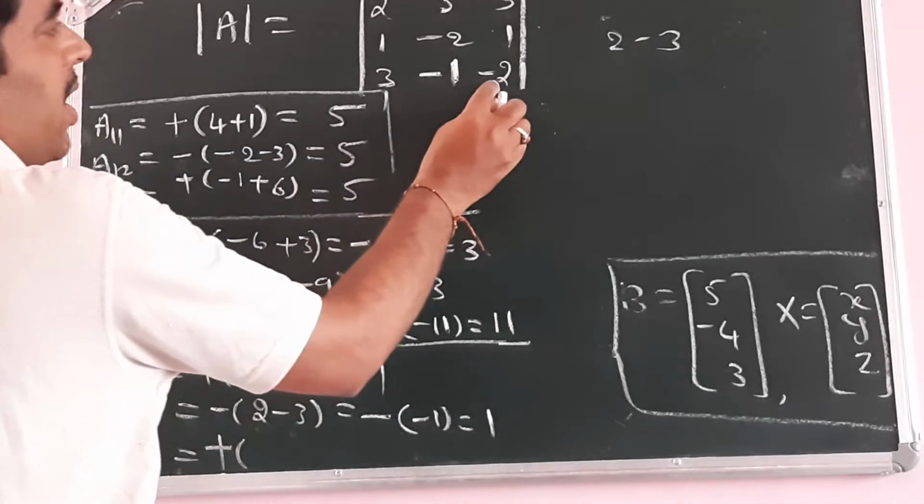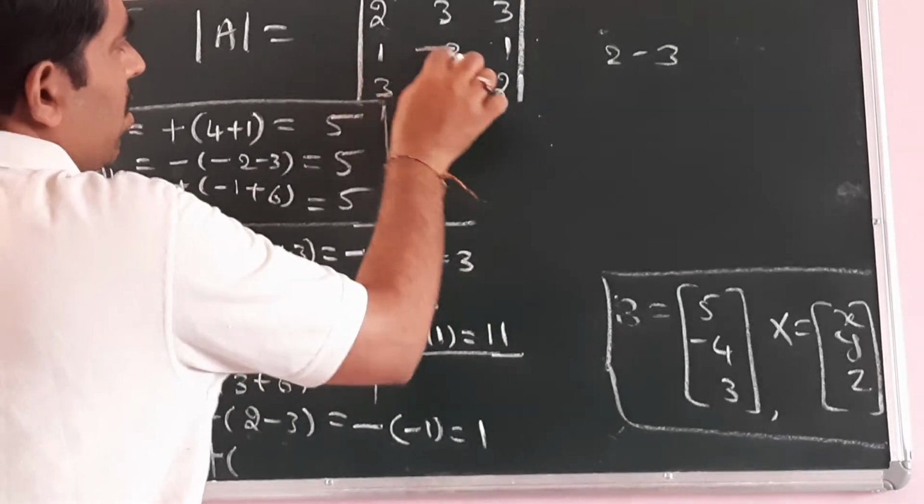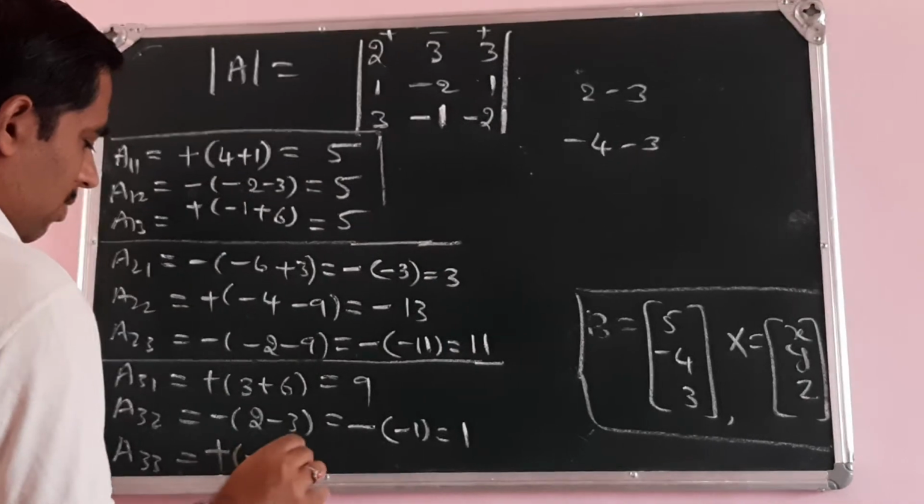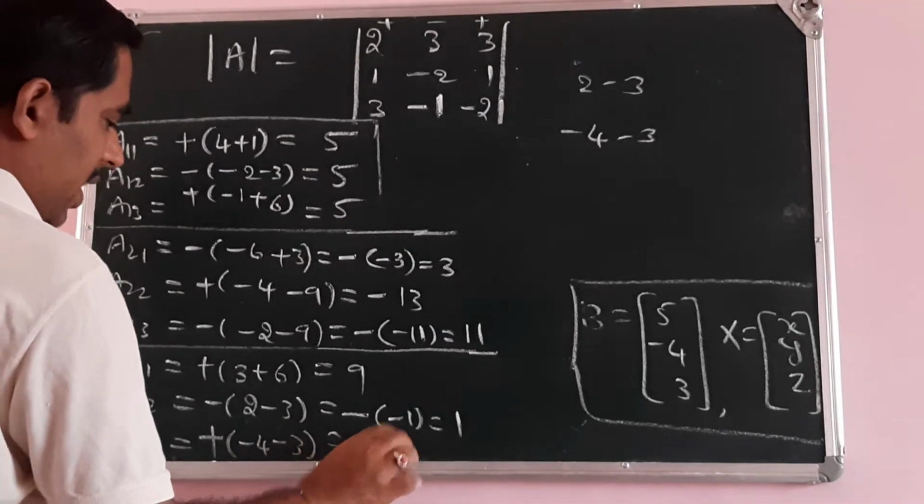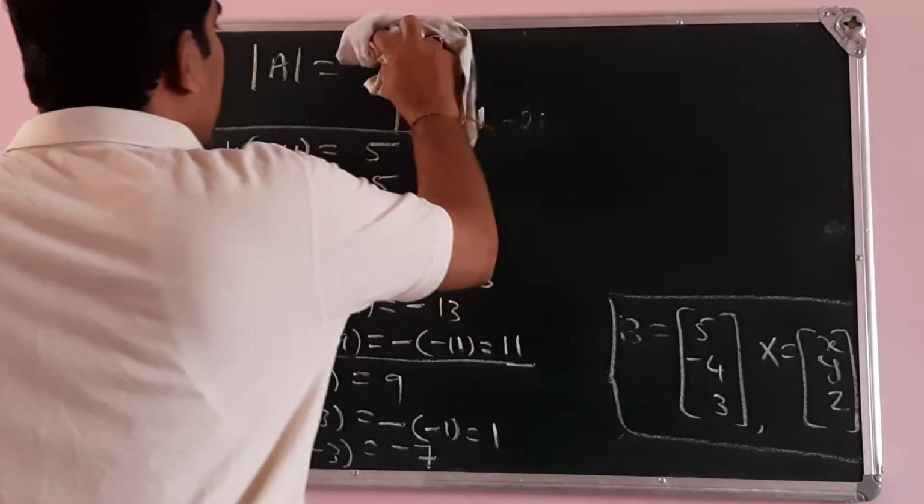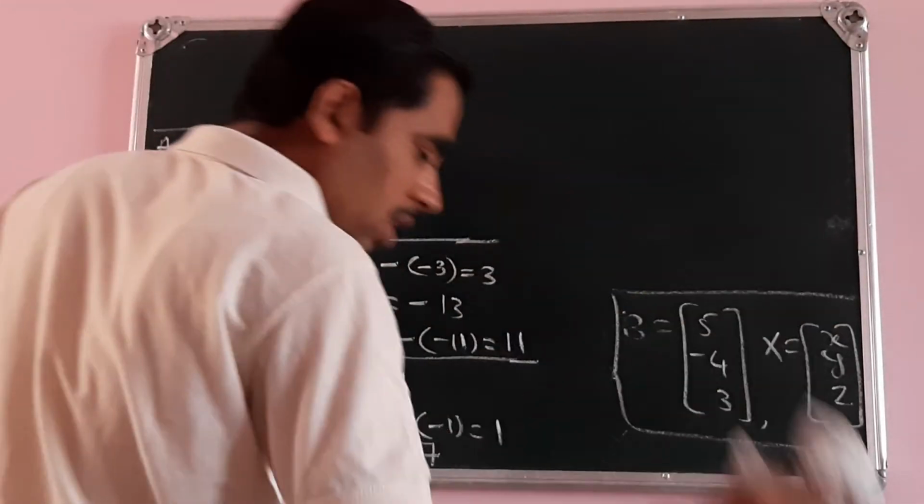So last element is minus 2. Leave this row and this column. 2 into minus 2, minus 4, minus 3 into 1, that is minus 3. So minus 4 minus 3, that will be what? Minus 7 only. So these are the cofactors I got.